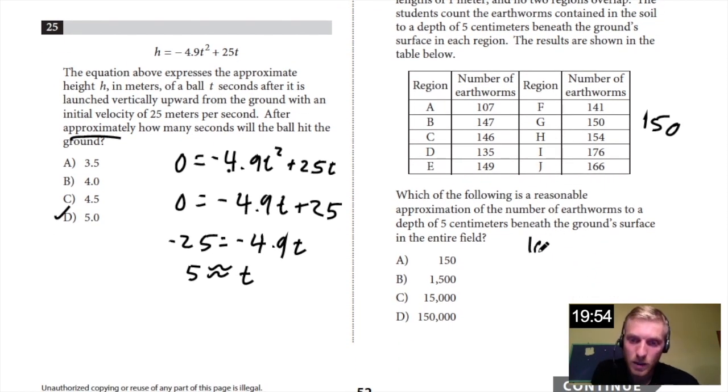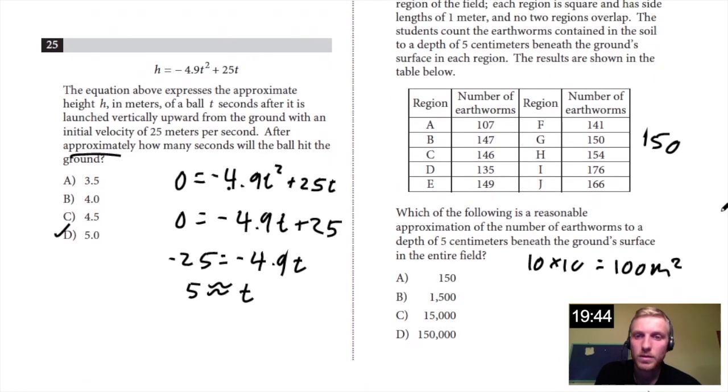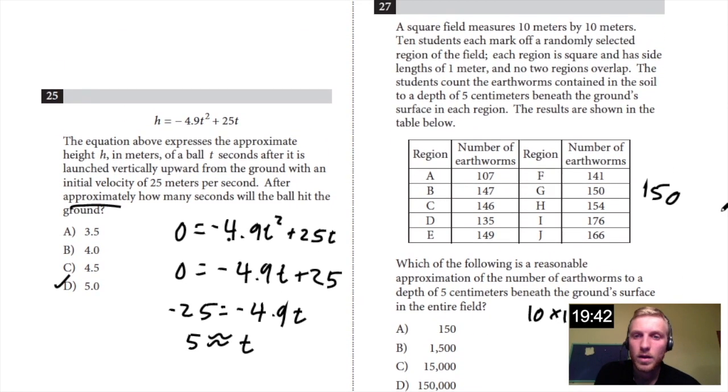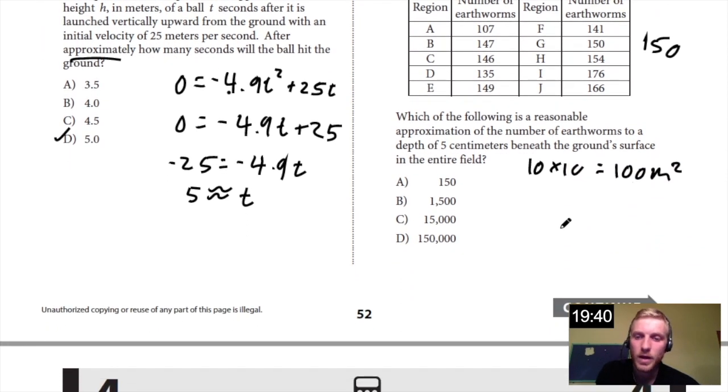So 10 by 10, 10 times 10 is going to be equal to 100 meters squared. And there are 10 students, yes, 10 students, and each one has 1 by 1. So we have 10 times 1 is going to equal 10 meters squared. We actually don't even need this piece of information, I don't believe.